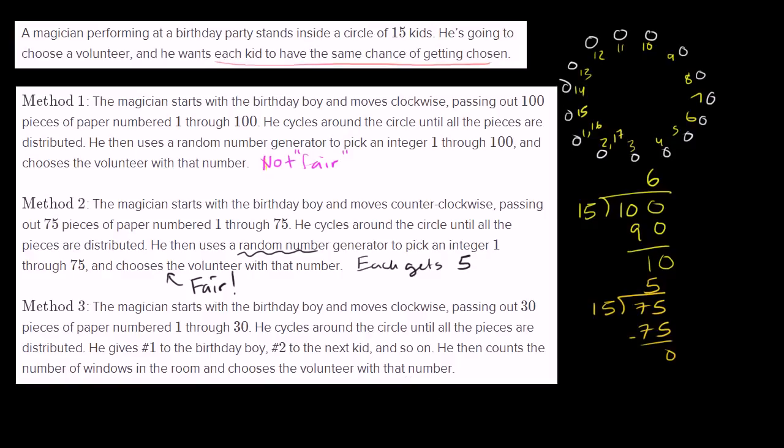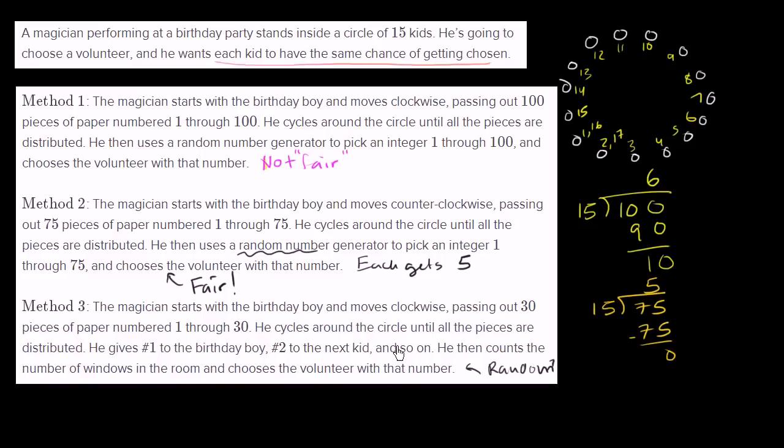So the question here is the number of windows in the room, is it random and is it evenly distributed? So maybe you could make a case that depending on what building it's in and someone's house, it's somewhat random how many windows that house happens to have, the house that's happening to host the birthday party, but it's not going to be evenly distributed.